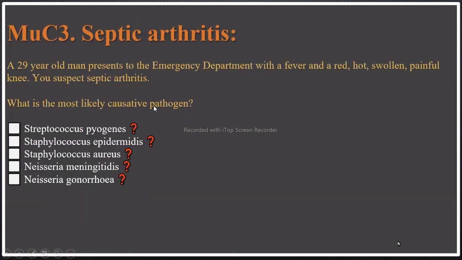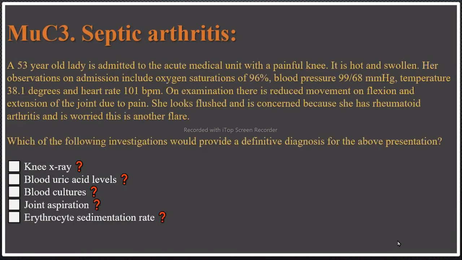Most likely causative pathogen? Staph aureus, Staphylococcus aureus. Okay. Which investigation gives the definitive diagnosis of septic arthritis? Joint aspiration, option D. Joint aspiration.